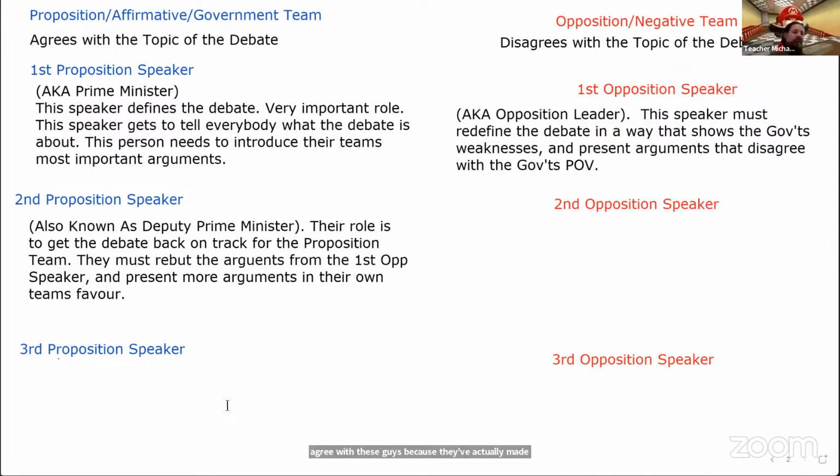And so then when it comes back to the second proposition speaker, that's when they need to get everybody back on their team again, pretty much. So they have a couple of jobs that they have to do. The first one is they have to rebut the arguments from the first opposition speaker. And what that means is a rebuttal is pretty much a counter argument or a comeback to something that the other team has said.